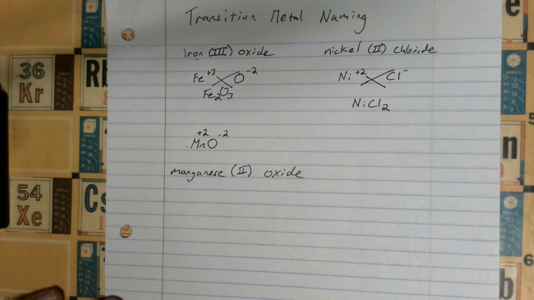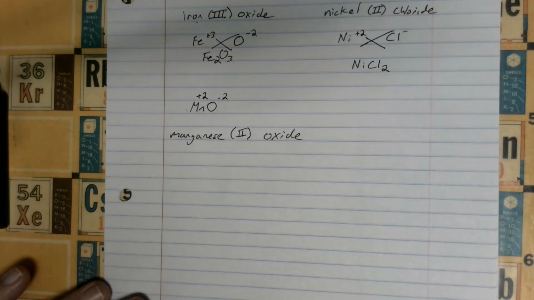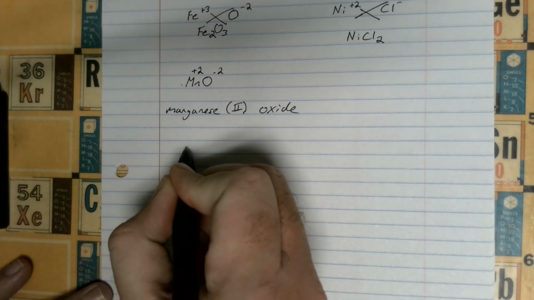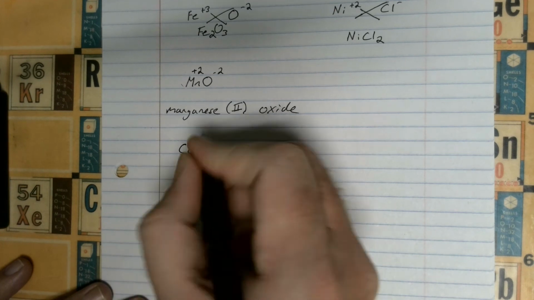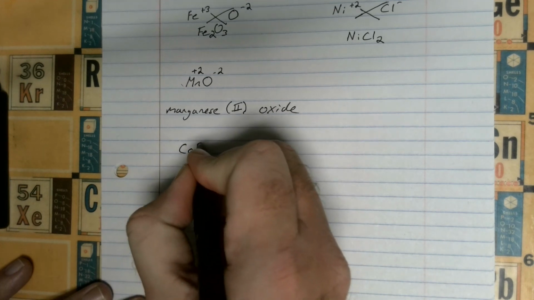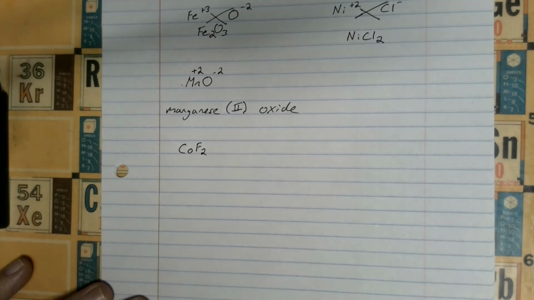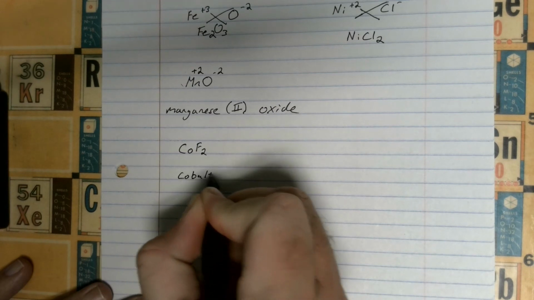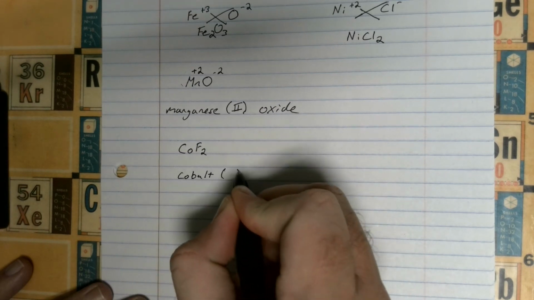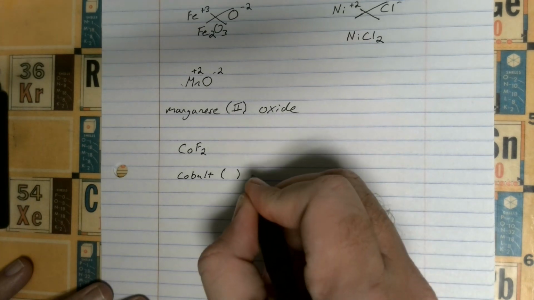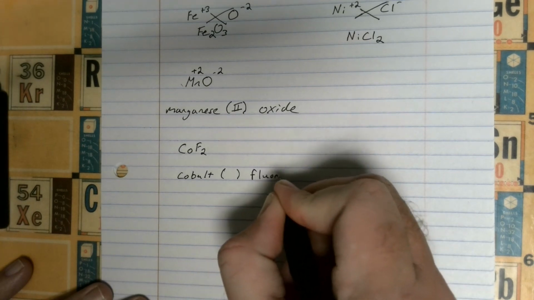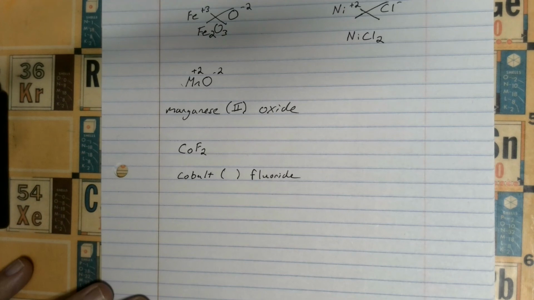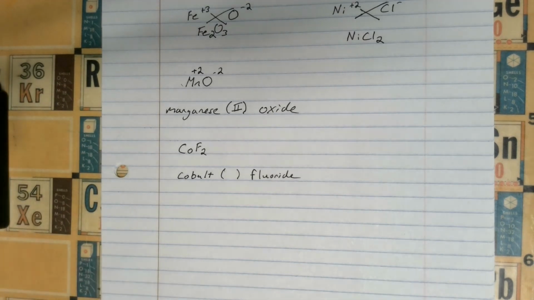Okay, let's try another one. What about if we do CoF2. I know Co is cobalt. I know that is a transition metal, so I'm going to write some sort of Roman numeral. And then I also know that F is fluoride. So it's going to be some cobalt something fluoride.